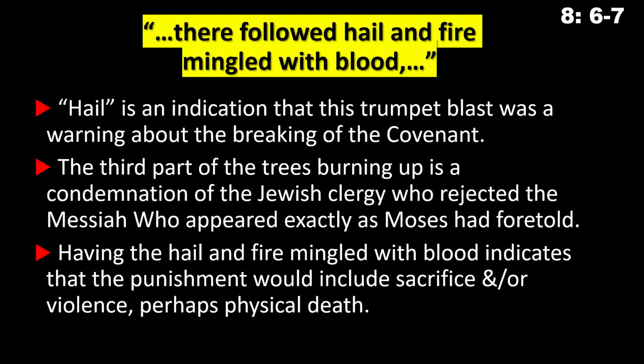So we have this clause in verse 7 that after the first angel sounded the trumpet, there followed hail and fire mingled with blood. The hail and fire being loosed upon the earth is an indication that this trumpet blast was a warning about the breaking of the covenant. The third part of the trees burning up is a condemnation of the Jewish clergy who rejected the Messiah, who appeared exactly as Moses had foretold. Having the hail and fire mingled with blood indicates that the punishment would include sacrifice and/or violence, perhaps physical death.